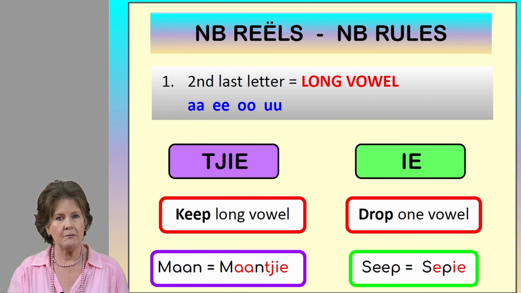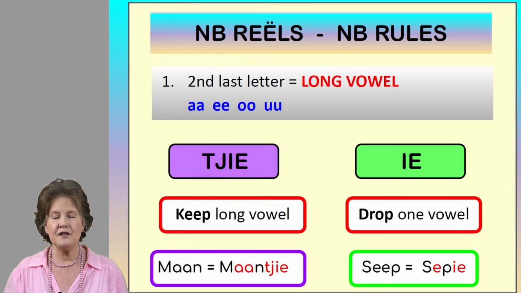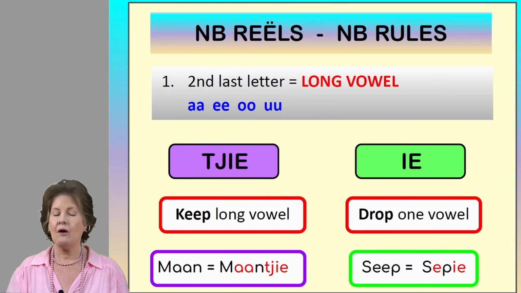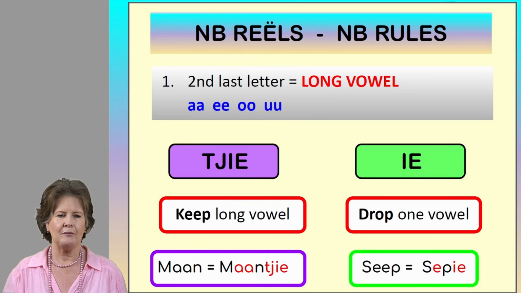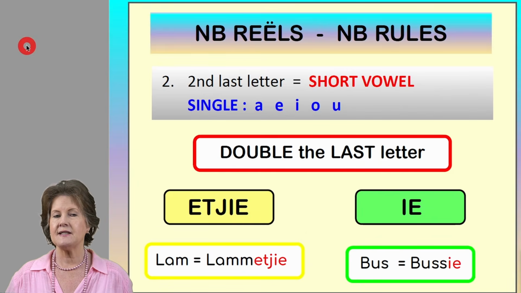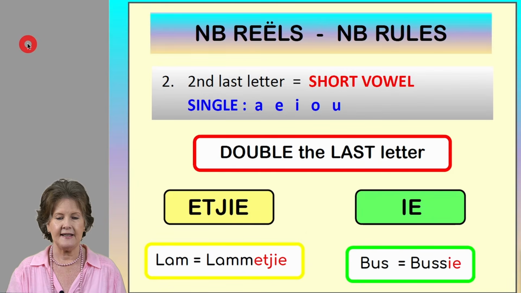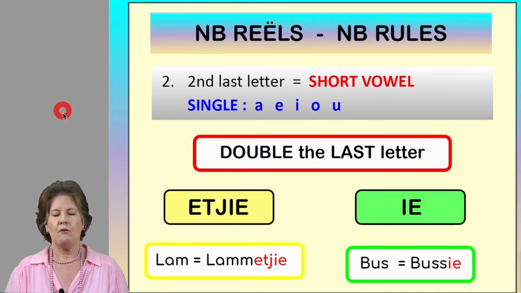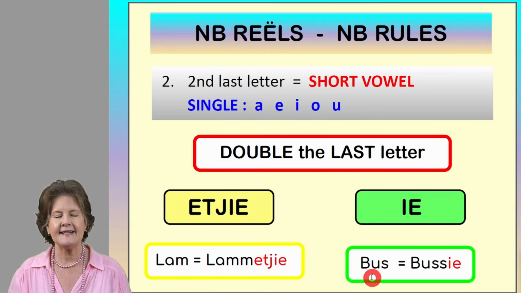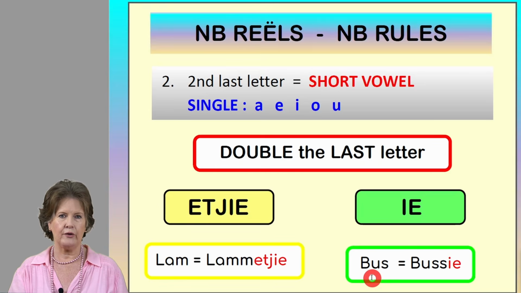You can't just jump in there and do it. You first need to decide on your ending, because that will determine what you do with your vowel. That is the long vowel rule. Then we get to the short vowel rule. Now in plural you just doubled the last letter and add an E. Now here again, when your second last letter, look at lam, look at bis. It's a single A, E, I, O or U.